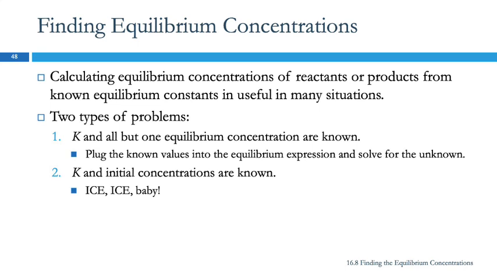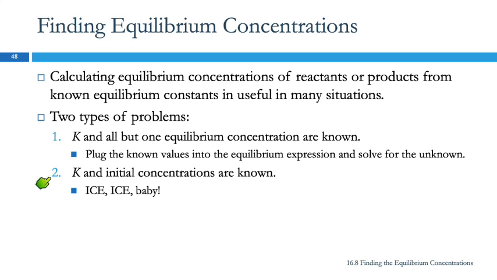So there are two categories of problems here. In the first one, we know what the equilibrium constant is, and we know all but one of the equilibrium concentrations. So this one is pretty straightforward. We write the expression for K, and then we plug in the numbers and we solve for the unknown.